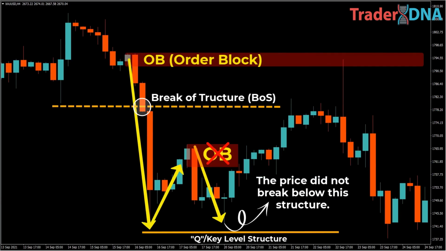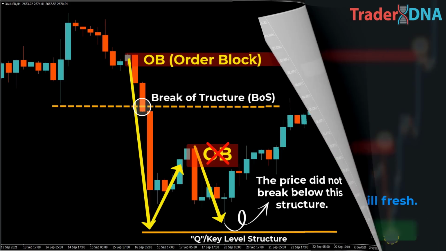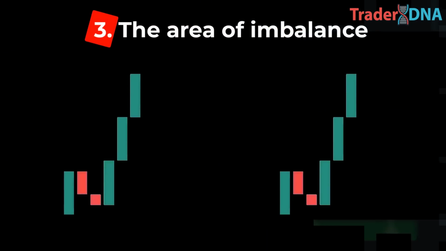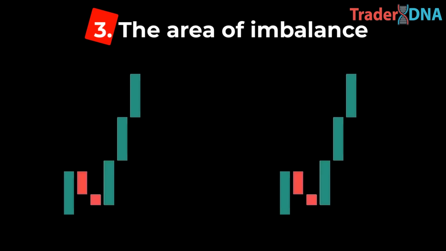Without this, the order block cannot be confirmed, and the setup lacks the necessary confirmation for high probability trading. The third rule is the area of imbalance. Let's take a closer look at this example. Here we can see a similar formation of impulsive upward candles. However, when I add the wicks of the candles, you'll notice a key difference.